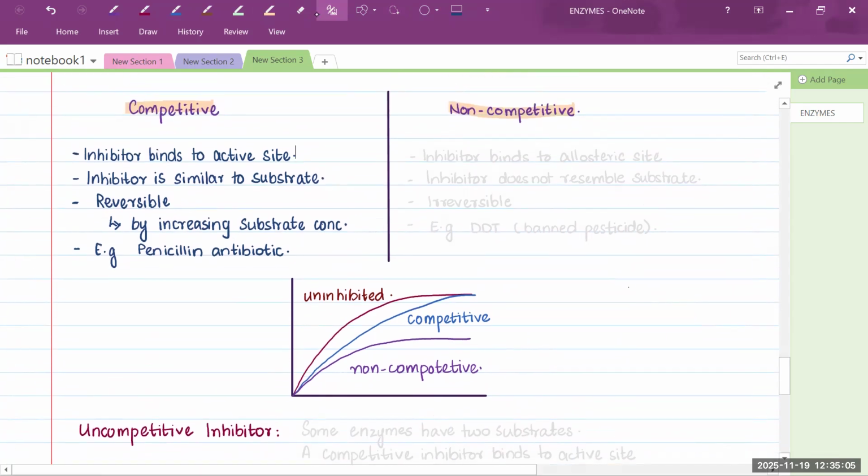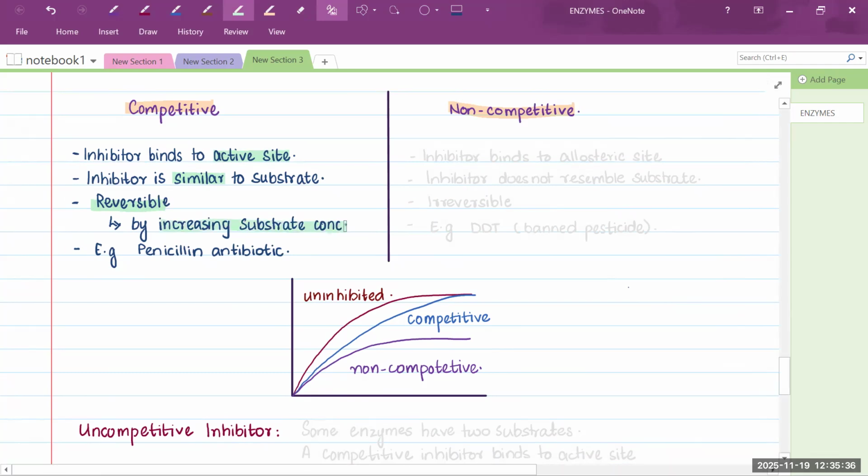Okay, so if the inhibitor is similar to the substrate, that means the inhibitor can bind to the active site. That means it can be complementary to the active site, and the binding site, which is less specific, chooses this inhibitor, thinking that it was a substrate. However, competitive inhibition is reversible inhibition. It can be reversed by increasing substrate concentration.